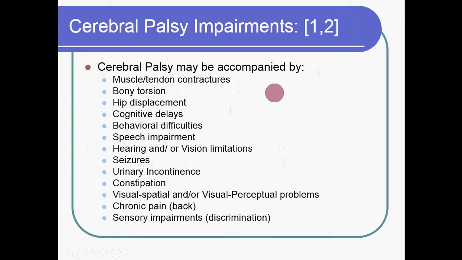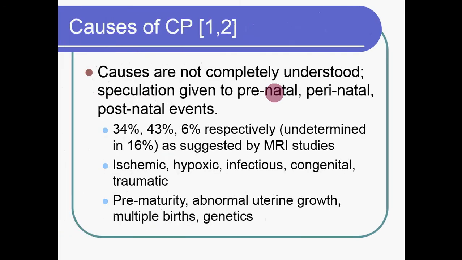Impairments in cerebral palsy include muscle or tendon contractures, bony torsion, hip displacement, cognitive delays, behavioral difficulties, speech impairment, hearing and vision limitations, seizures, urinary incontinence, constipation, visual spatial or visual perceptual problems, chronic pain, particularly in the back, and sensory impairments such as 2-point discrimination.